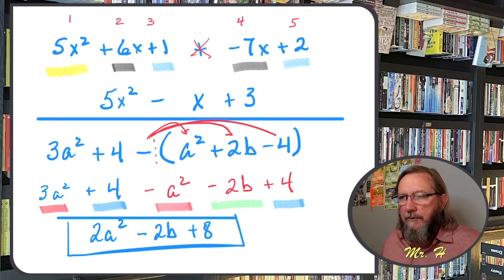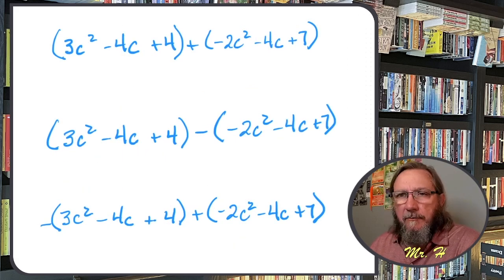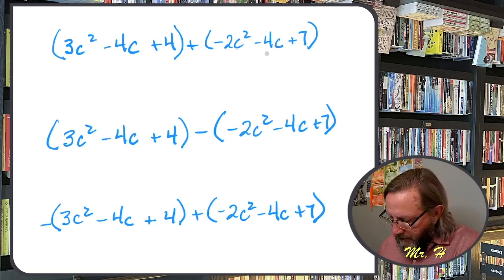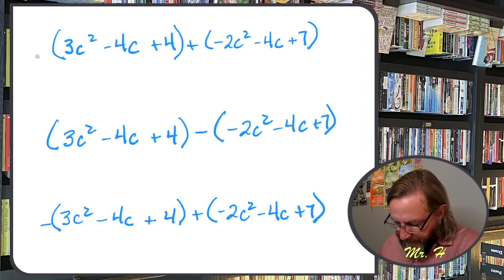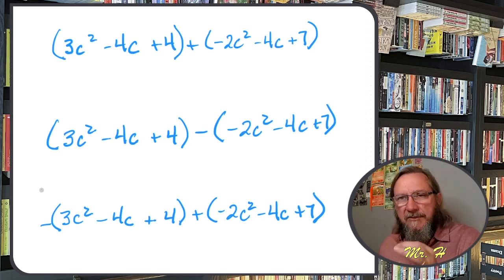Let's put 3 more very similar problems on the screen and see if you can figure these out. If you'll notice, these problems are very similar. If you look inside the parentheses, it's all the same. The first parentheses, 3c squared minus 4c plus 4. The second parentheses, negative 2c squared minus 4c plus 7. Same thing on all these. The only thing that's different is that we have a plus, a minus, and a plus. We have a plus, plus, and a minus. How is that going to make our problems different?